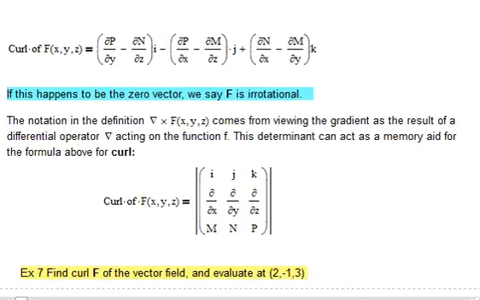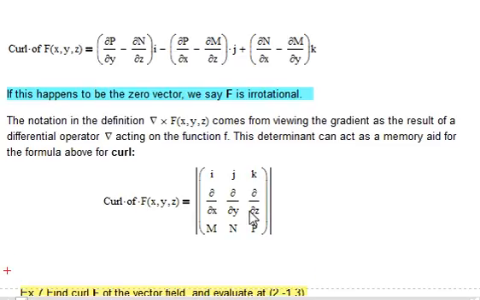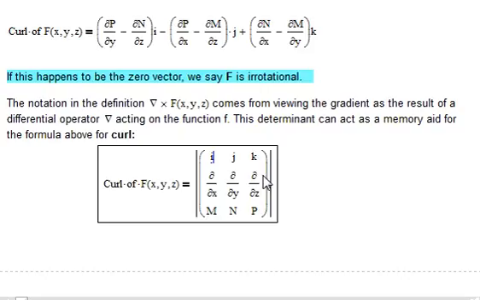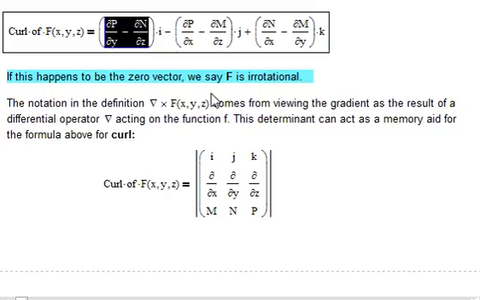Now I'll demonstrate that for you to show you that it's the same. It's going to be i times its minor: the partial of P with respect to y minus the partial of N with respect to z. Sorry, I didn't say that right. That's it, times i.